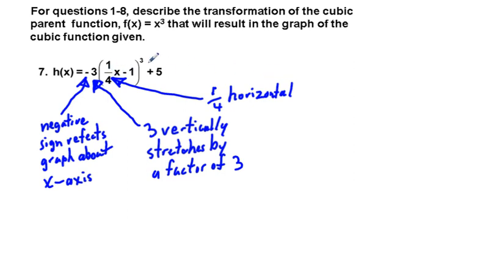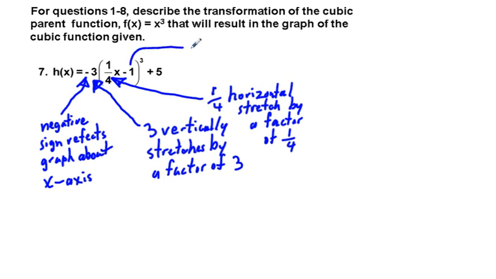Because especially when you take the cube of that, you'll have 1/4 times 1/4, which is 1/16, times another 1/4, which is 1/64. So that'll be a horizontal stretch by a factor of 1/4. But really, when you take that 1/4 cubed, it'll really flatten out the graph of that function, which is going to be partially offset by this factor of 3 on the outside.